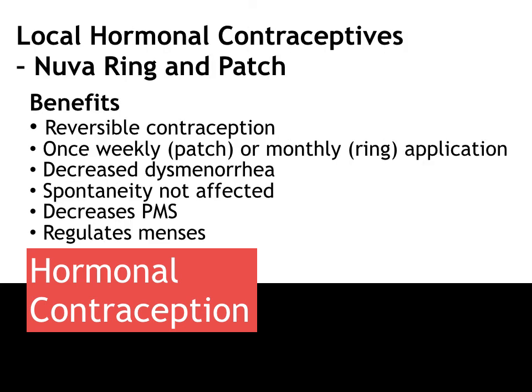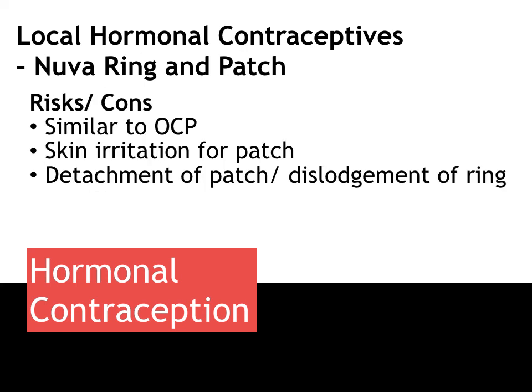For the ring and the patch, benefits of this, these are again reversible forms of contraception. They're done once weekly or monthly, depending on the ring or the patch application. So you're not having to take a pill every day, which might be a benefit for some people. It does help, similarly to the birth control pill, at decreasing some of those hormonal symptoms or concerns like dysmenorrhea. This doesn't affect spontaneity with sexual intimacy, so that definitely is a benefit, and can help to regulate cycles and decrease PMS symptoms and those types of concerns.